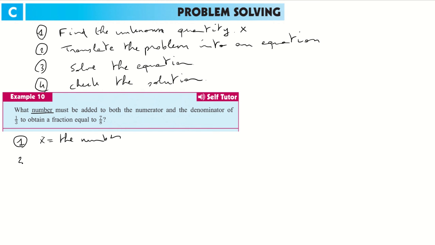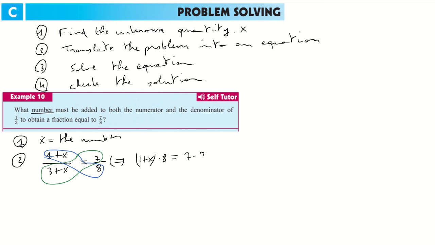Then we have to translate it into an equation. So we add x to the numerator, we add x to the denominator, and that should be equal to 7 over 8. And we have to solve this. We can do cross product. So multiply those two with each other, and that should be equal to multiplication of those two. So (1 plus x) times 8 should be equal to 7 times (3 plus x).